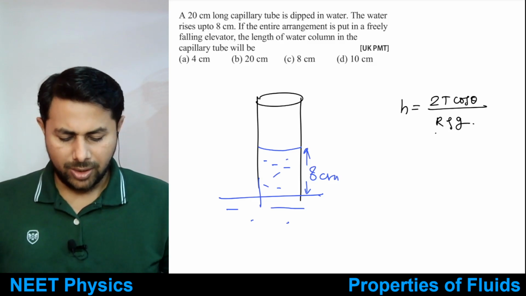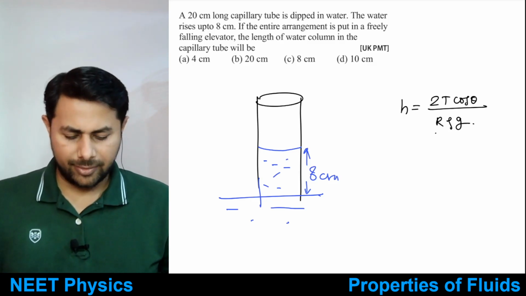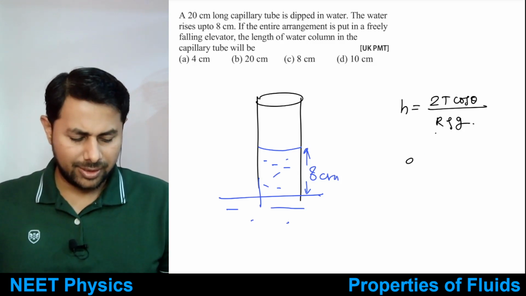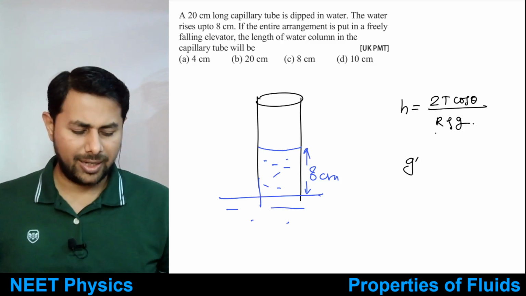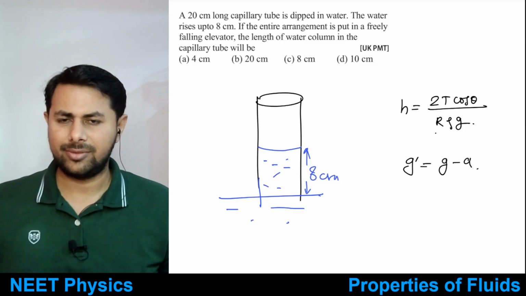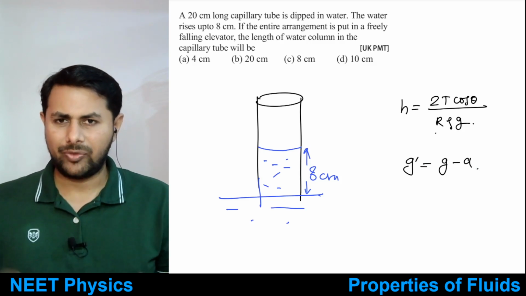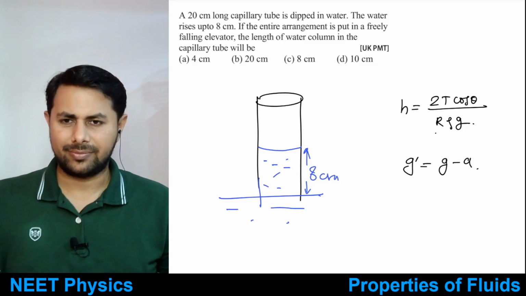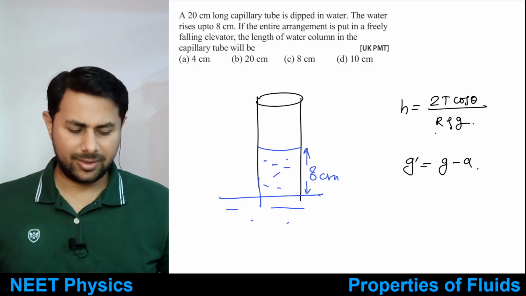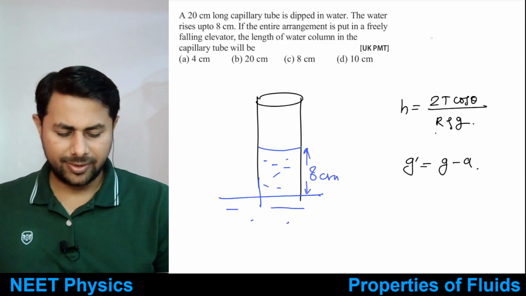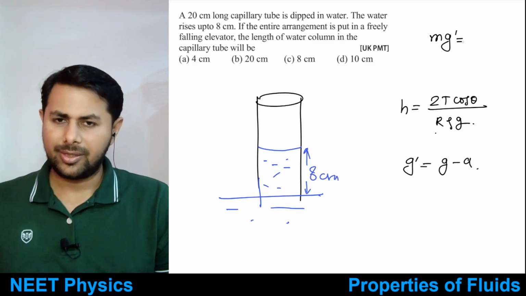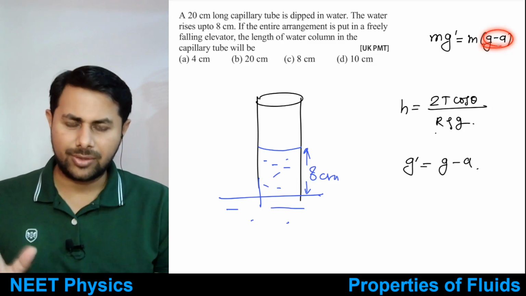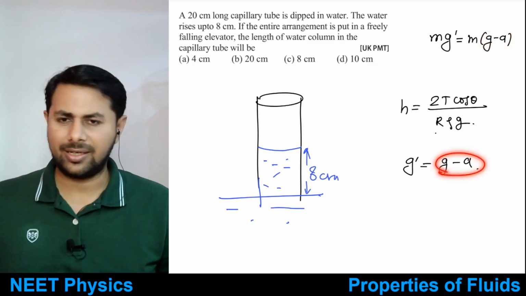Now here, if you keep it in an elevator, and it is freely falling, then what will be g? So let's say g prime is the value of g, and it is equal to what? g minus a, g minus the acceleration. We studied this in mechanics, right? Suppose there is a freely falling elevator, then the weight experienced is what? m times g prime, it is equal to m times g minus a. That means the value of acceleration due to gravity felt over there would be equal to g minus a.